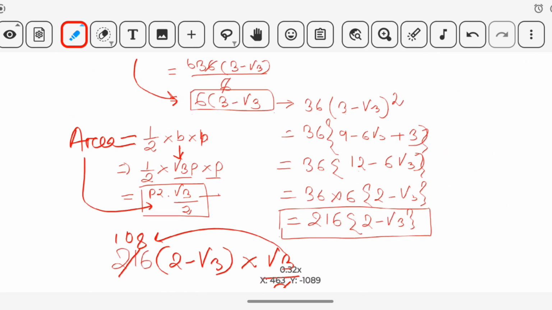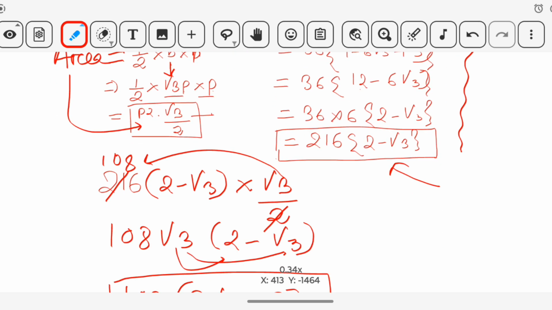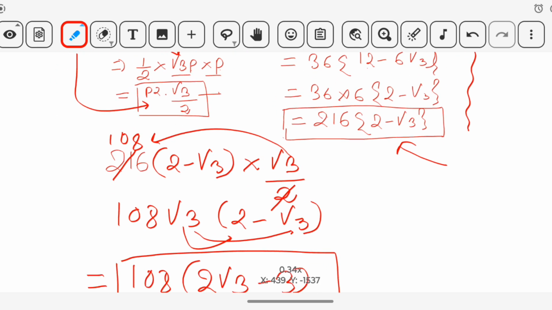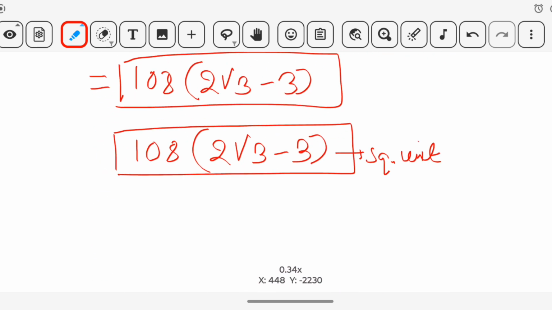Now we know the value of p, and we have calculated the value of p square here. So p square is 216 times the bracket 2 minus root 3. So the area now is p square, with root 3 by 2 multiplied. And the final answer here comes to 108 bracket 2 root 3 minus 3 square unit.